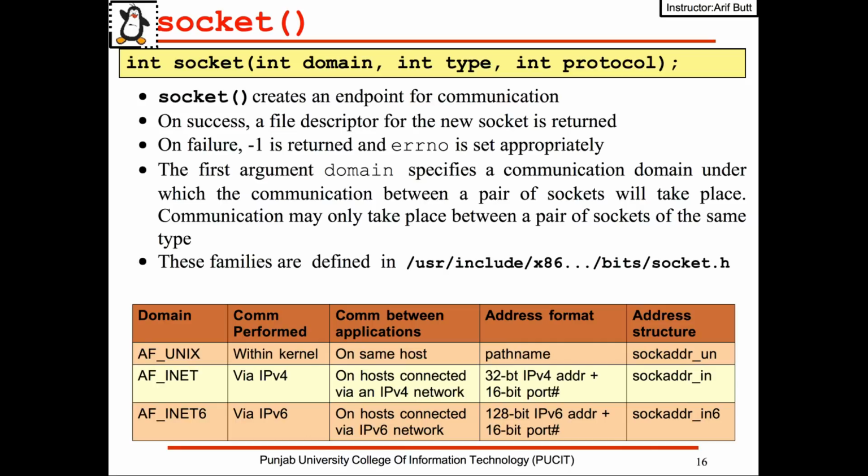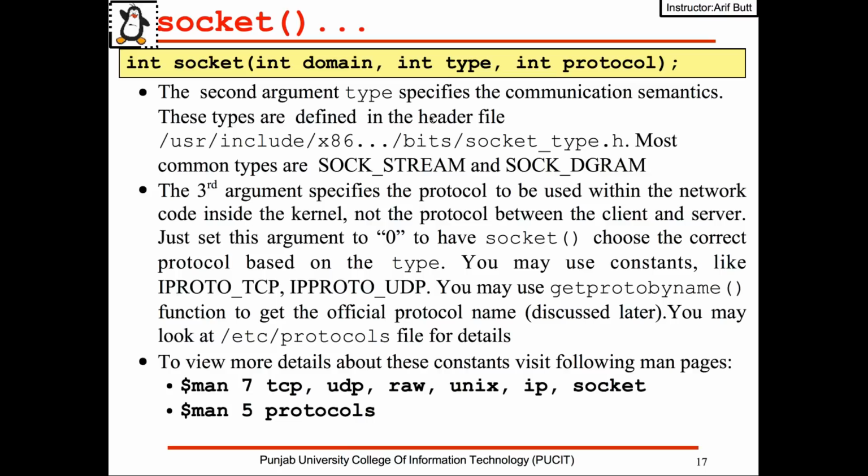The first is the domain, which can be AF_INET for today's session, that is IPv4, which uses a 32-bit IP address and 16-bit port number. The second is the type, and the type for today's session will be SOCK_STREAM. If you are interested in UDP, you can write SOCK_DGRAM. As far as the protocol is concerned, we will preferably place a 0 over here and let the TCP/IP choose the correct protocol based on this type.